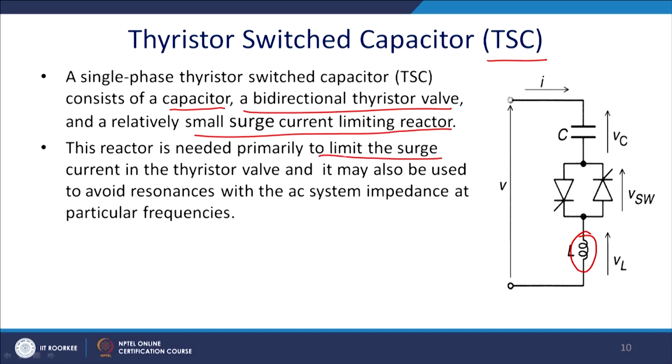The reactor is needed primarily to limit the surge current in the valve, otherwise high current will flow and it may damage the thyristor valve, and it may also be used to avoid resonance with the system. So, ultimately this will be used for actively damping, because this capacitor and the inductance in the power system may cause resonance, and thus we need to prevent that resonance. For this reason we have placed an inductor into the system.